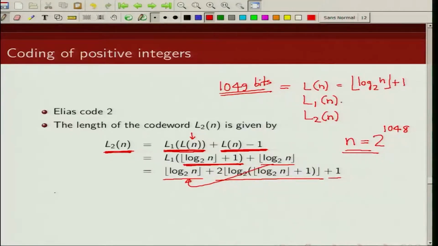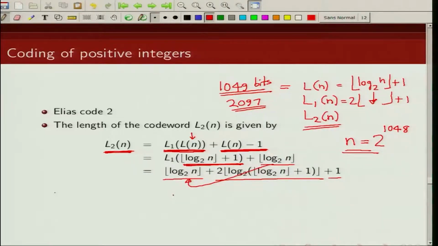Now if we look at L1(n), the number of bits required is 2 times this term plus 1, right? So this comes out to be 2096 plus 1, so it is 2097. So it's almost double. Now look at Elias code 2.